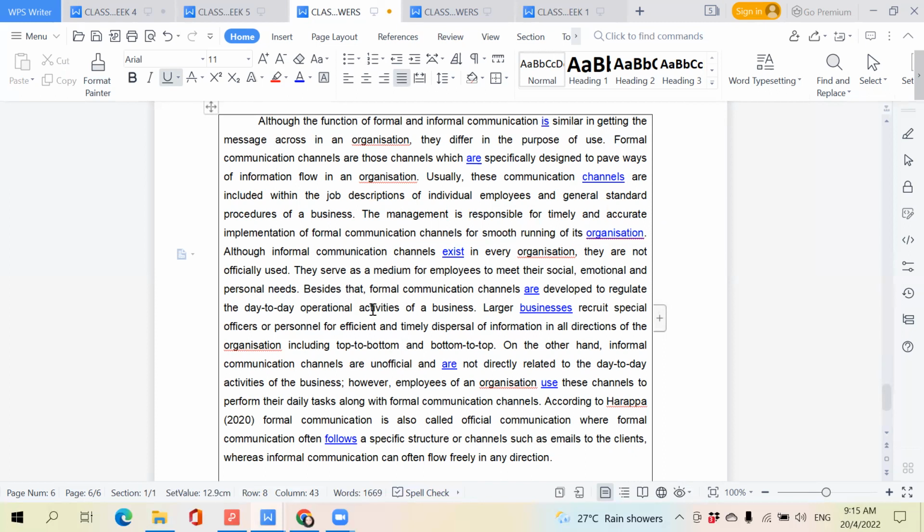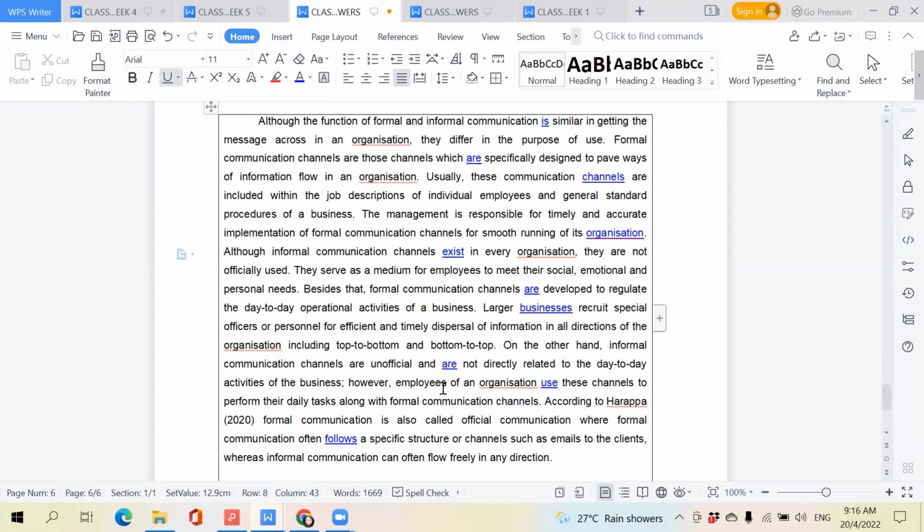Besides that, formal communication channels are. Why? This is a plural subject. Okay, developed to regulate the day-to-day operational activities for a business. Larger businesses recruit special officers or personnel. And then on the other hand, informal communication channels are unofficial and are, again. Why? Because these are plural. Okay, and then of an organization use this channel.